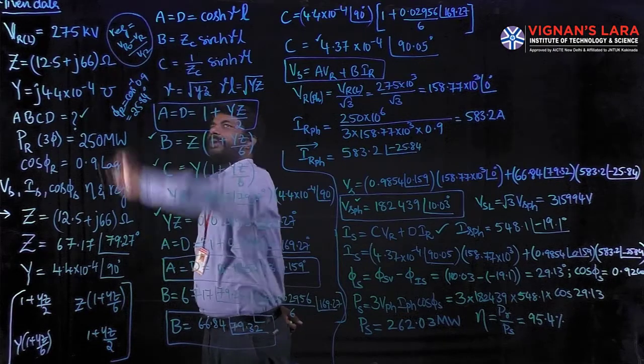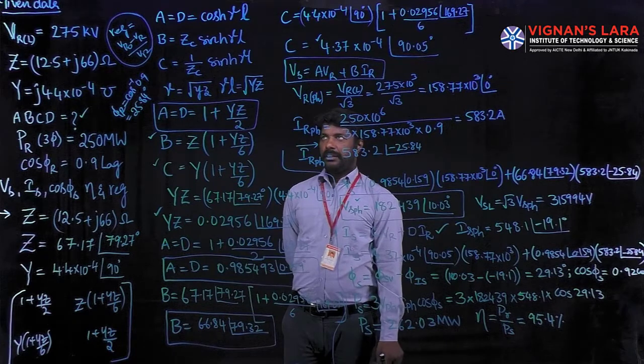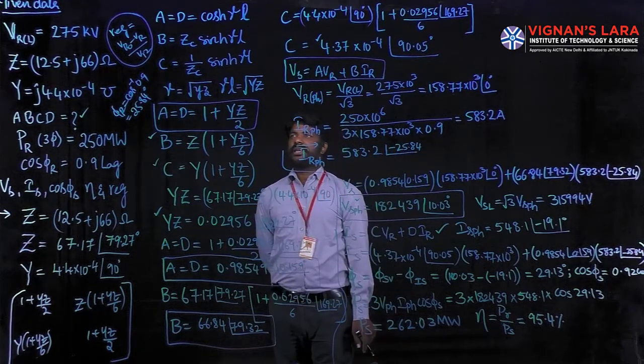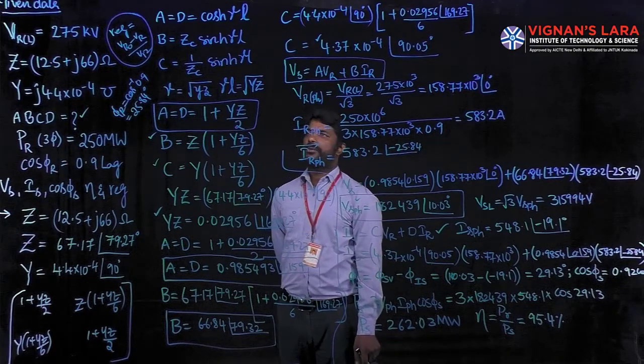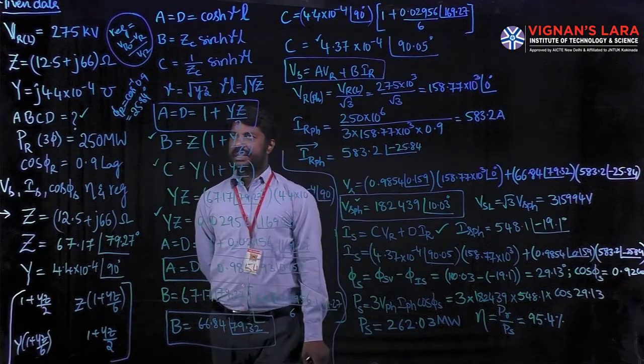This is the mathematical formula: VR0 minus VR by VR. In that, the receiving end voltage is directly given. Its line value is 275 kV. Then I have to bother about VR0. So how to get that VR0 is the next step.